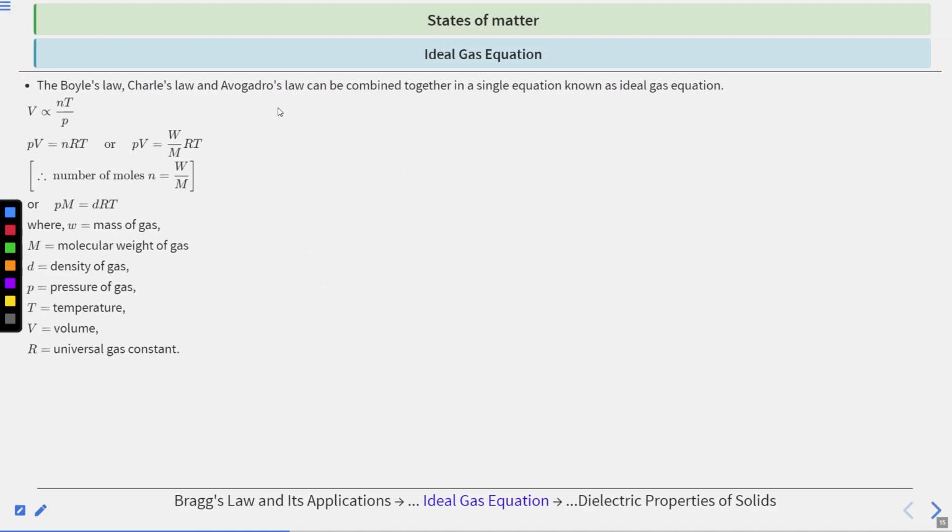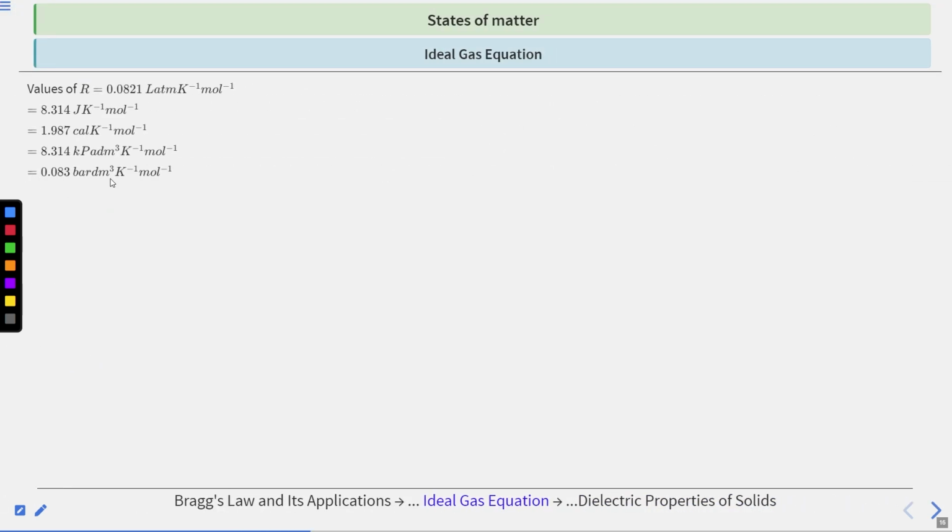Boyle's law, Charles' law, and Avogadro's law can be combined together in a single equation known as the ideal gas equation, which is V is directly proportional to nT by P. By rearranging the terms, we can write PV equals W by M RT. W by M is the number of moles. So we can write PM equals dRT, where W is the mass of gas, M is the molecular weight of gas, d is density, P is pressure, T is temperature, V is volume, and R is the universal gas constant, having values in different measuring units.